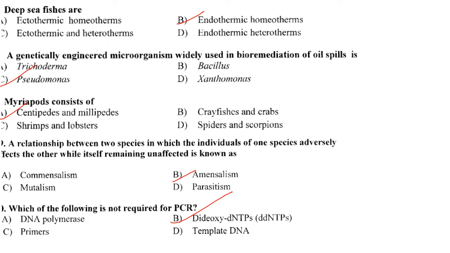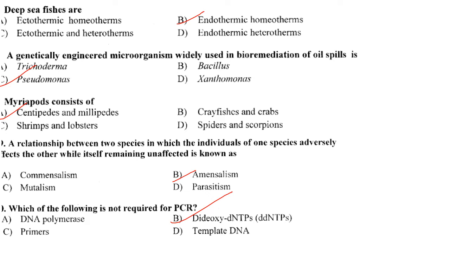Deep sea fishes are endothermic and homeotherms. Answer is option B. A genetically engineered microorganism widely used in bioremediation of oil spills is Pseudomonas. Answer is option C. Myriapods consist of centipedes and millipedes. Option A. A relationship between two species in which the individuals of one species adversely affect the other while itself remaining unaffected is known as amensalism. Answer is B.